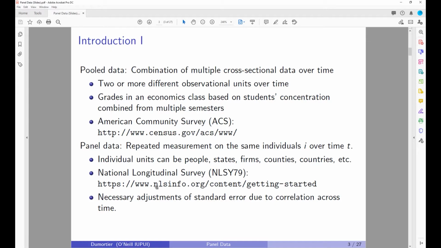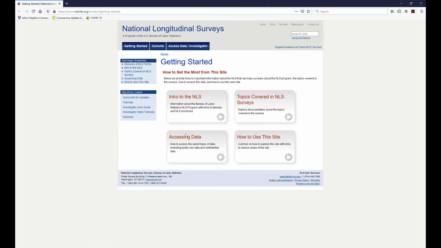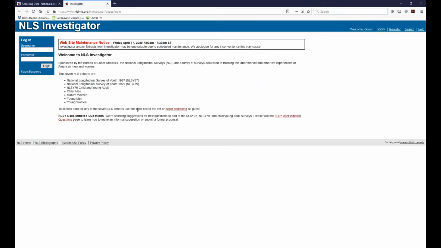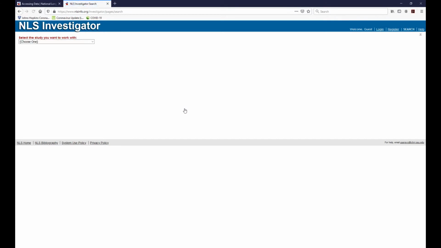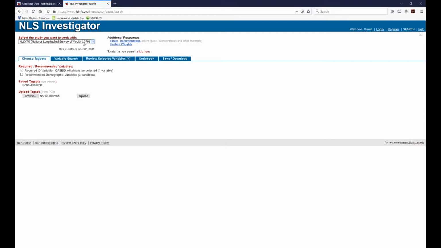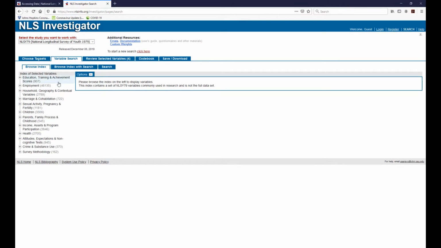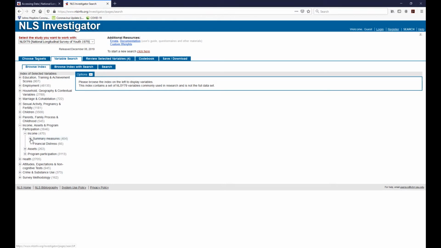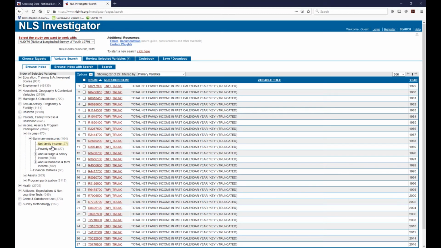So, for example, you can go on this webpage, and then you can click on accessing data. You can go on investigator, and you can search as a guest. Okay? So this is a data set that collects data of individuals that were born in 1979. Okay? You can search variables, and for example, you can go on income, summary measurement, and net family income.